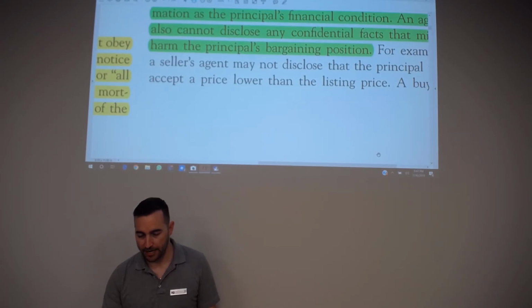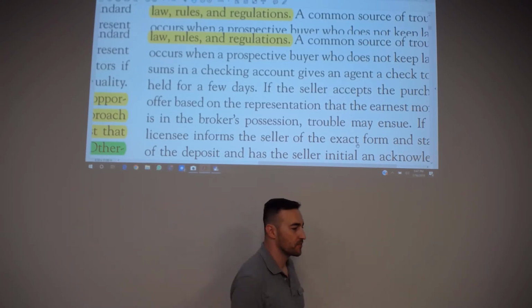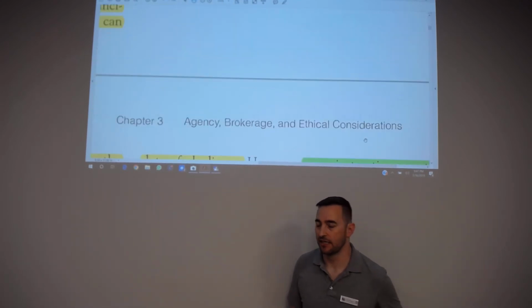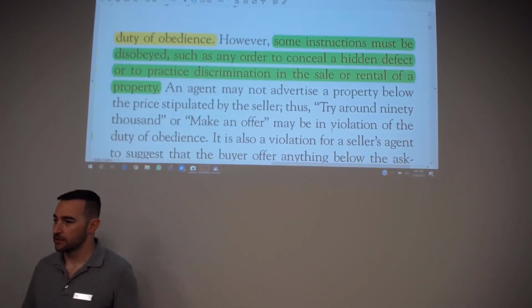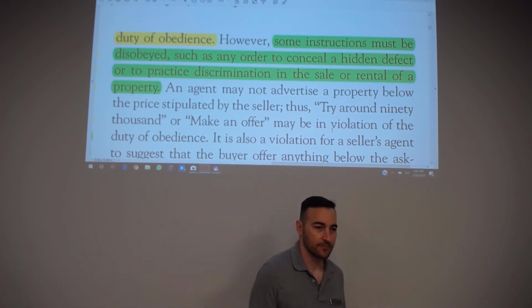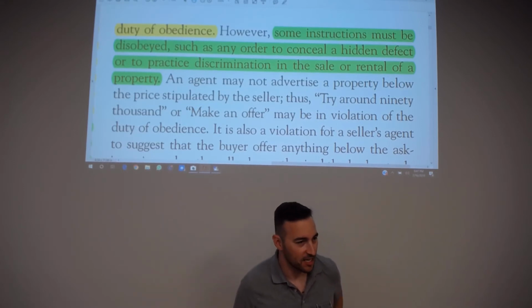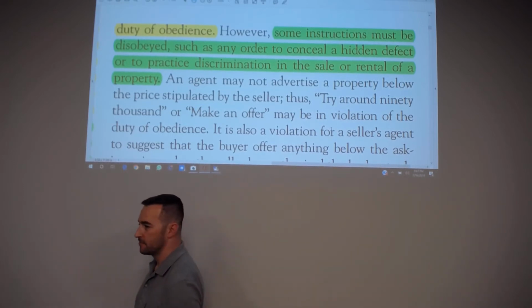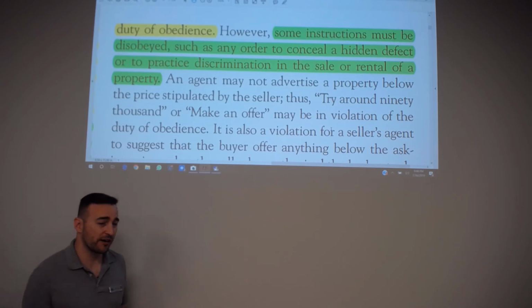Now, do we have to obey all the orders? No. Only lawful instructions. So if the seller says, please do not show properties to people that are green. Do we want to show properties to green people? Yes. Racist against the Martians? No. Green people. Don't they have money as well? Right? So if they got money, why are you looking at a color?